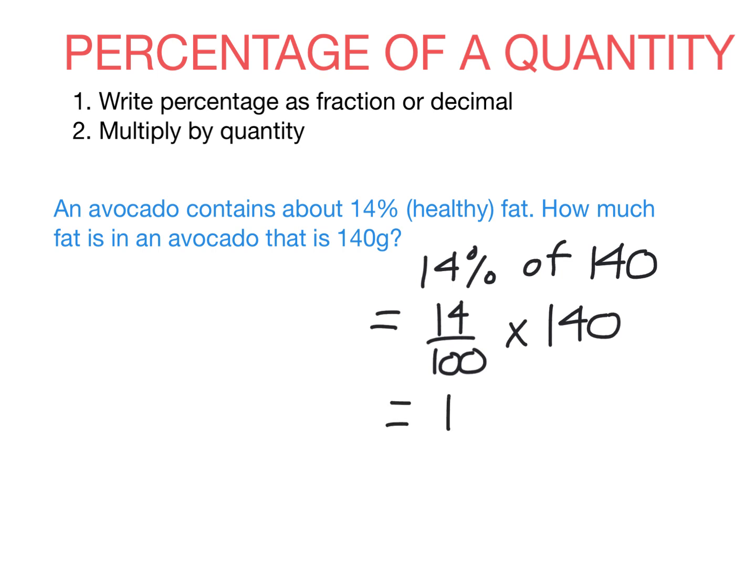If you put that on your calculator, you get 19.6. So this 140 gram avocado would contain 19.6 grams of fat. Note our answer here is a quantity rather than a percentage. How easy is that? Let's look at one more example.